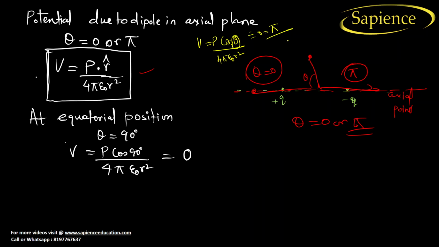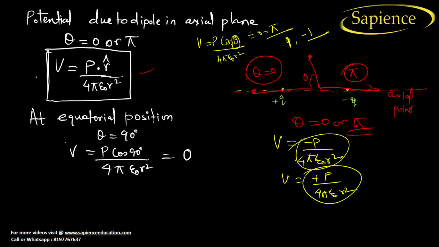So you are getting either the value of cos equal to 1 or minus 1. So your final potential will be minus P by 4 pi epsilon naught R square, or potential is equal to plus P by 4 pi epsilon naught R square. But we won't take this negative sign. So we can directly tell here that the potential at a point due to a dipole in an axial plane is equal to P dot R cap by 4 pi epsilon naught into R square.